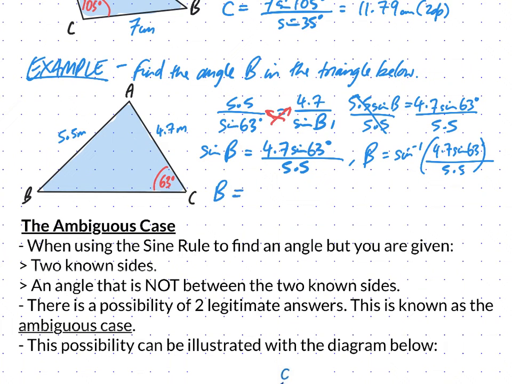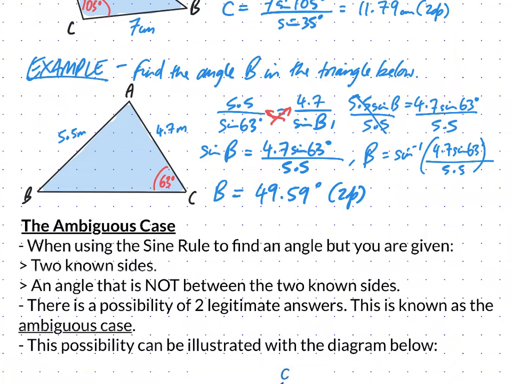So B, calculator time. 4.7 sine 63, divide that by 5.5, inverse sine of the answer to that is going to be 49.59 degrees to 2 decimal points.